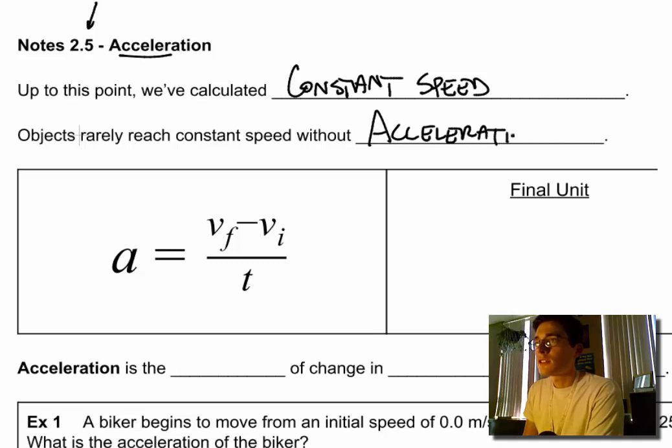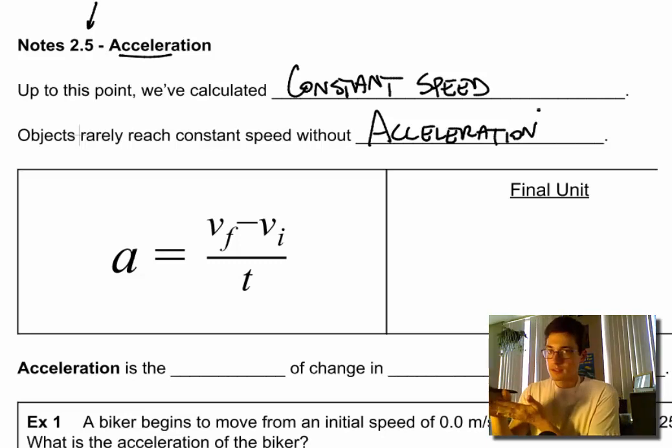So constant speed is not impossible, right? I can get on the highway and hit cruise control and stick at 70 miles an hour or whatever. But I have to accelerate up until that point. I can't just jump to 70 miles an hour. There has to be some kind of time where I lead up to that.